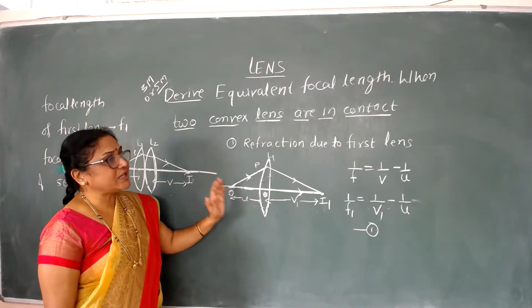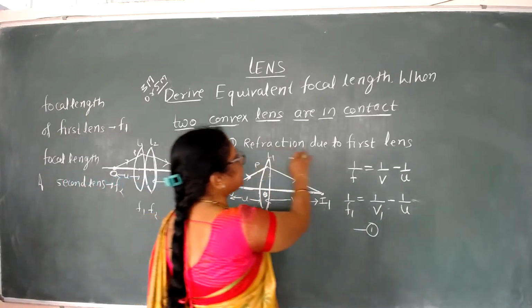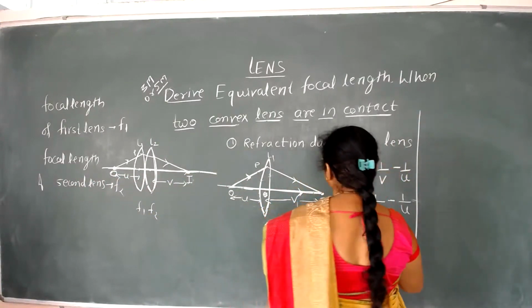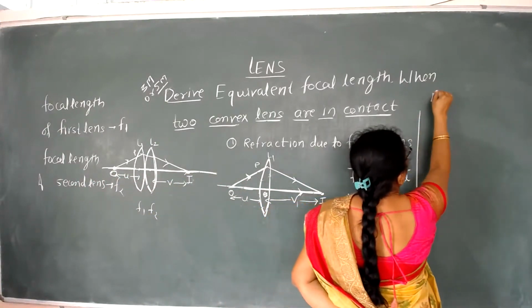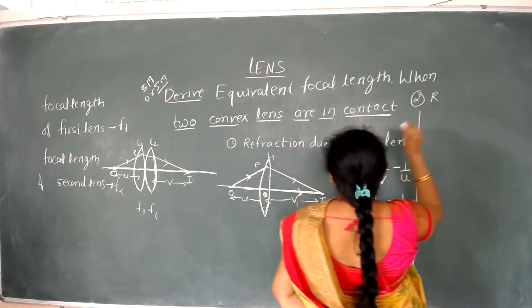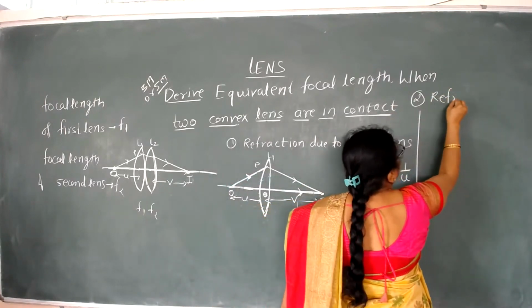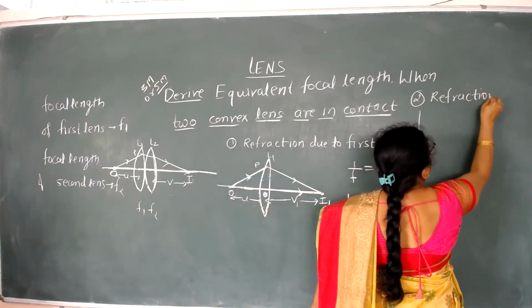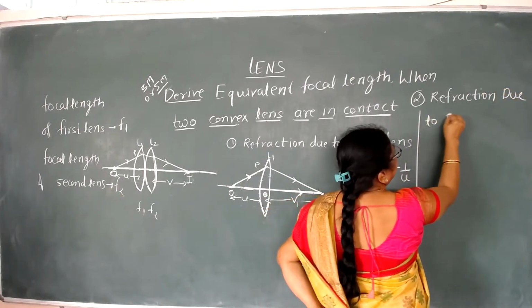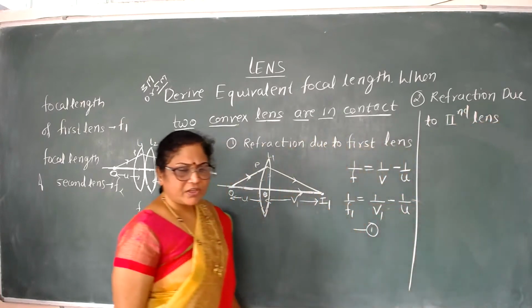Then what about the second lens? How is the image formed due to the second lens? This is the first case. Second case: refraction due to the second lens.